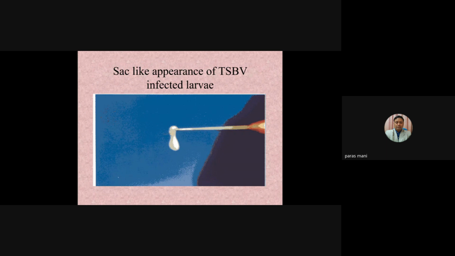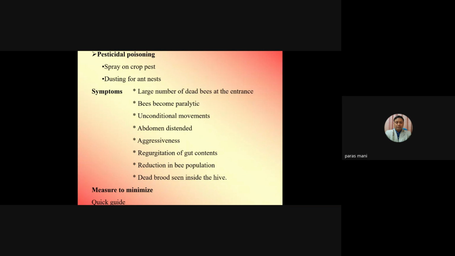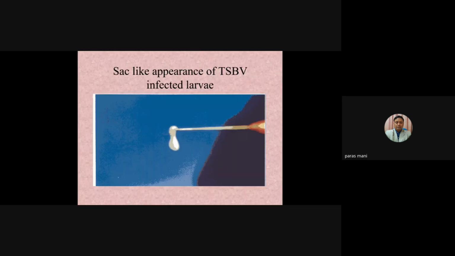The dead larva is seen like this. It's a sac-like structure which is infected by virus, as it is infected on the brood, that is the younger stage of the honeybee. It was first reported in Thailand, so it is called thai sac brood virus. A similar virus also infected Apis mellifera, the European bee, and was a menace in the United States of America around 20 years ago.